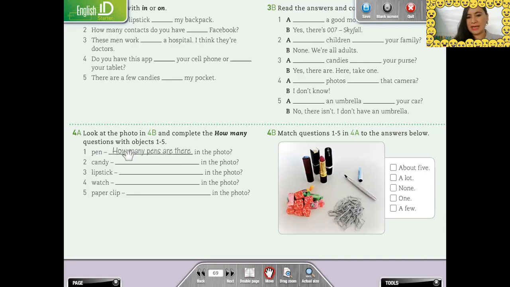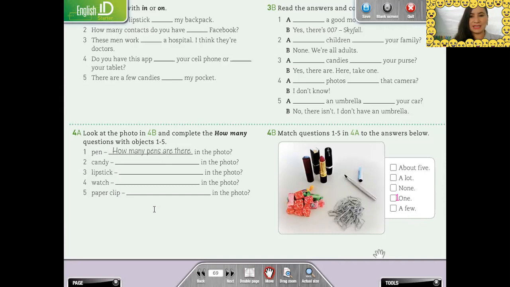The first one is related with pens. How many pens are there in the photo? What's the answer? There is one pen in the photo. There's one. Okay, there's one.